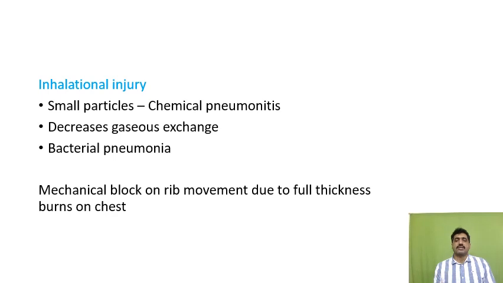And later, after 24 to 48 hours, the patient might develop bacterial pneumonia. These patients can have poor prognosis. Another type of injury that can decrease ventilation is mechanical block. When there is a full thickness chest burn, the rib movements might be hampered, and then the patient might not be able to ventilate. That's another reason for decreased ventilation.